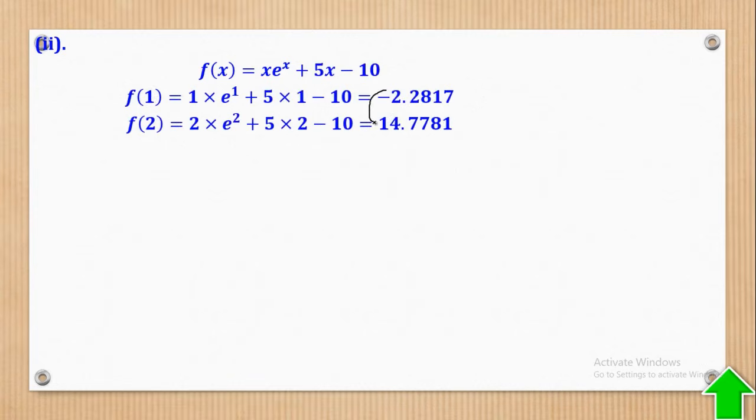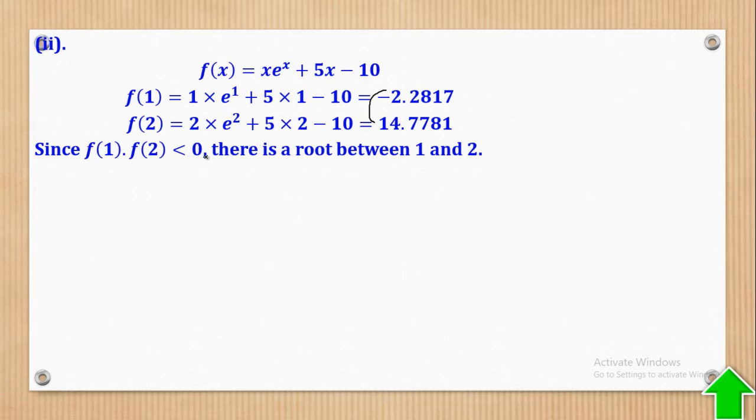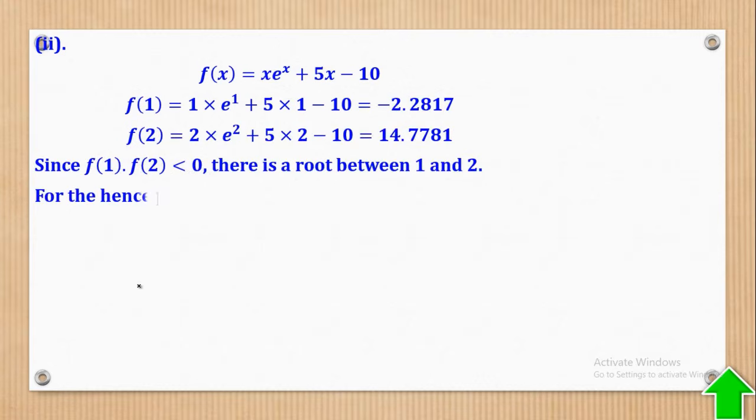There is a change of sign. Therefore, I'll conclude that since this is less than 0, it implies that there is a root between 1 and 2. So for the hence part, they didn't specify the initial approximation, and also they didn't specify the method, so we are going to use sight. So by sight, if you look at f(1) and this one, it is this value which is closer to 0, meaning that the root is closer to x equal to 1.